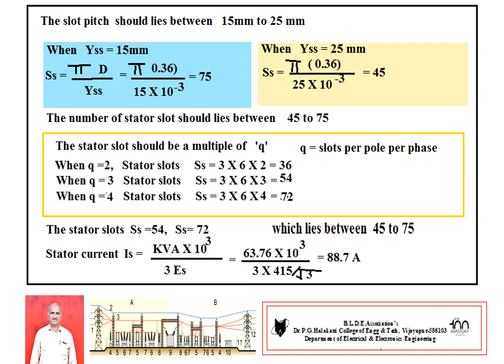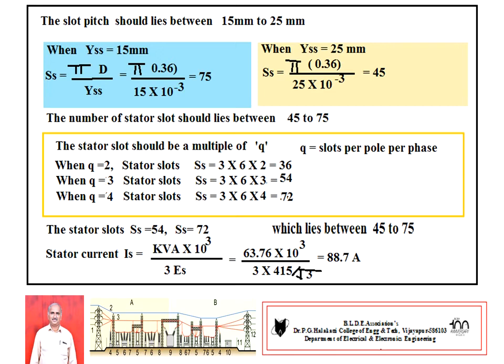Then for selection of stator slots, we have to follow conditions. First condition, what is that? The slot pitch should lie between 15 mm to 25 mm. So we have to calculate stator slots for these two conditions.